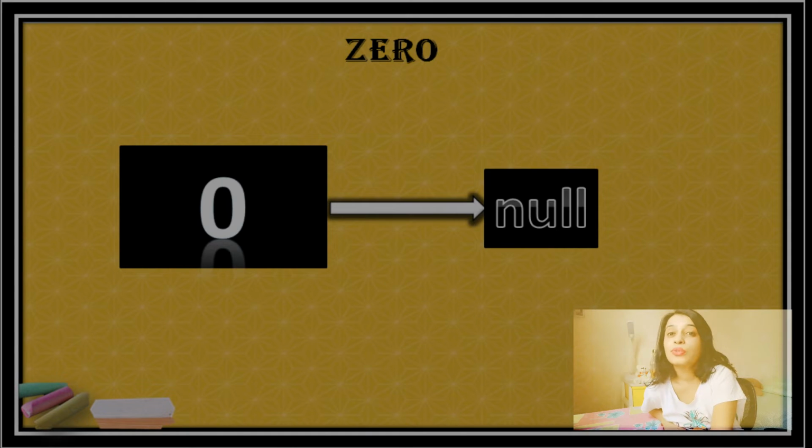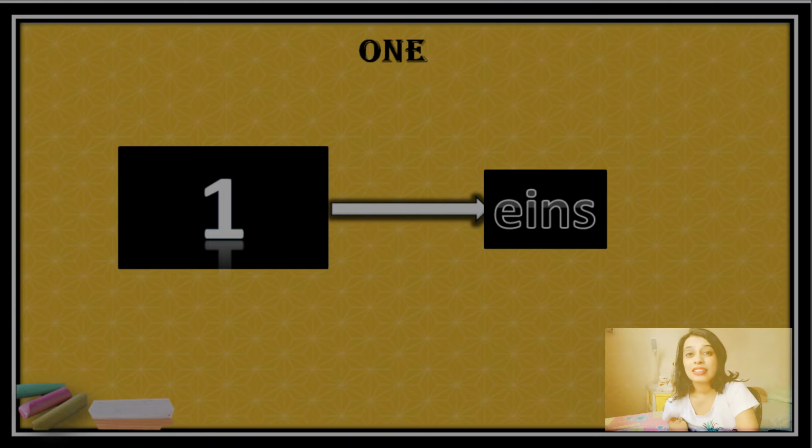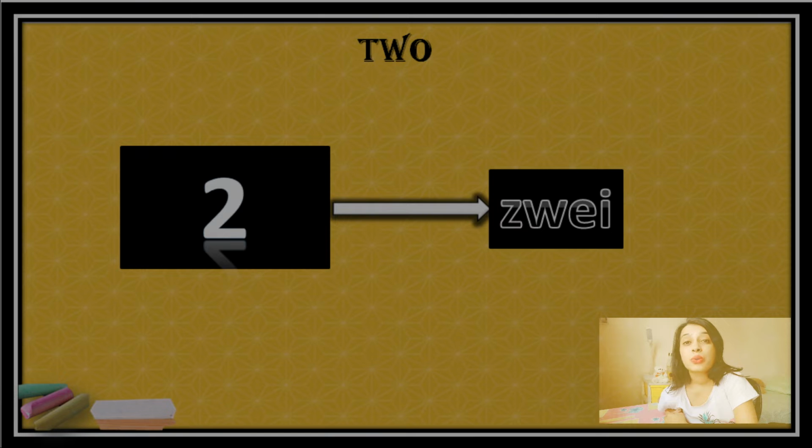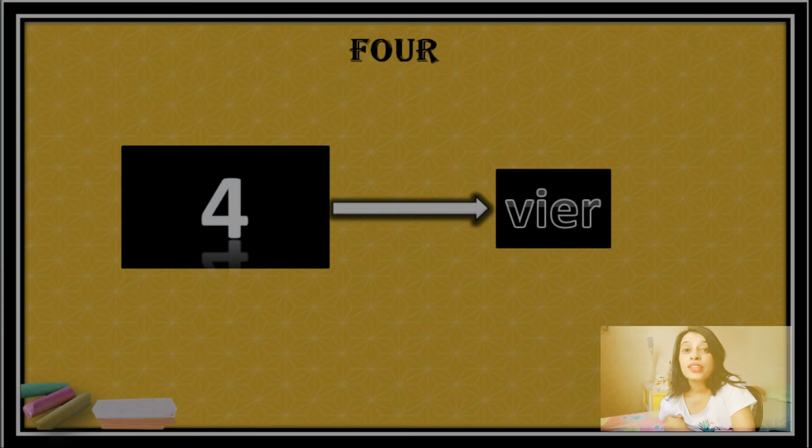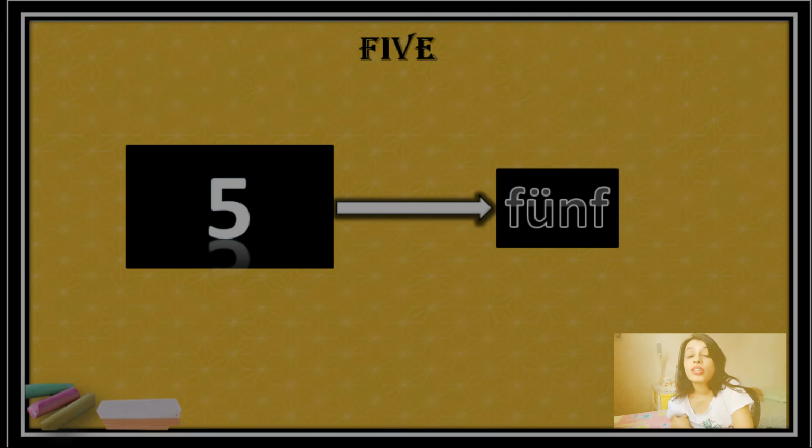The first number we will be learning is 0. That is 0 as in null. Null. Next is eins. Eins as in 1. Zwei. Zwei. Read my lips. Zwei. 2. Drei. Drei as in 3. Vier. Vier as in 4. Fünf. Fünf as in 5.